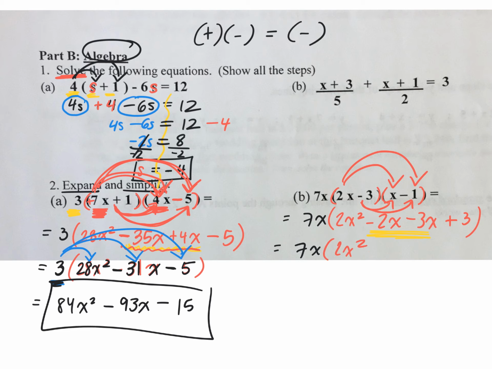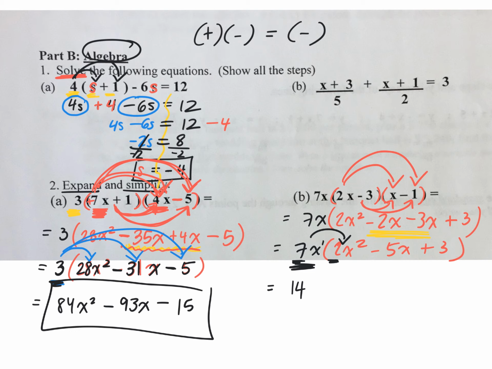Negative 2x, take away 3x is negative 5x, good. Okay, so that's the FOIL part done, but now we still have to distribute this. We have to multiply that by everything inside the bracket, right? So I have to take my 7x and multiply it by 2x squared. What's 7 times 2? 14.